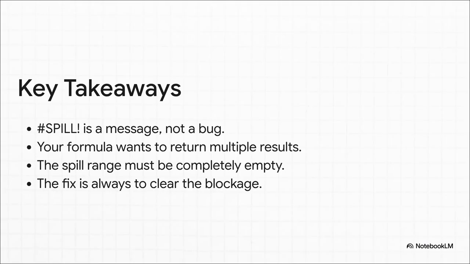So to wrap it all up, what are the big things to remember? 1, hashtag spill is a feature, not a bug. It's a message. 2, it means your formula is a dynamic one, and it wants to give you a whole bunch of answers. 3, that spill range, the path for your answers, has to be totally, completely clear. And 4, the fix is always, always about just finding what's in the way and clearing it out.